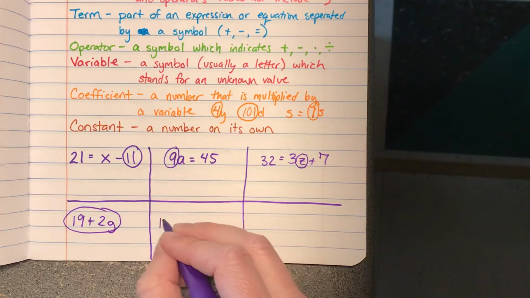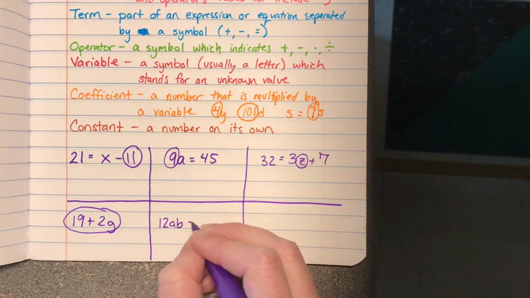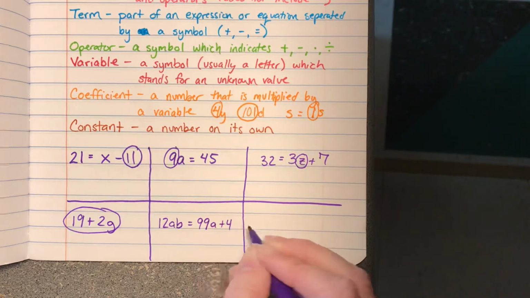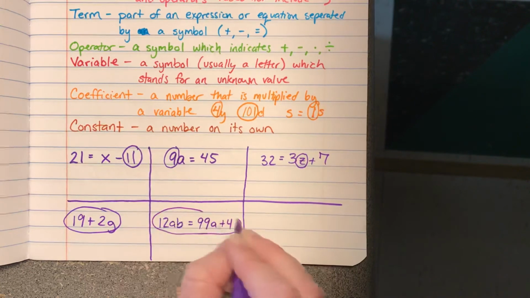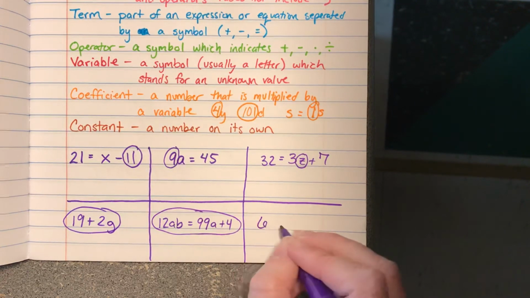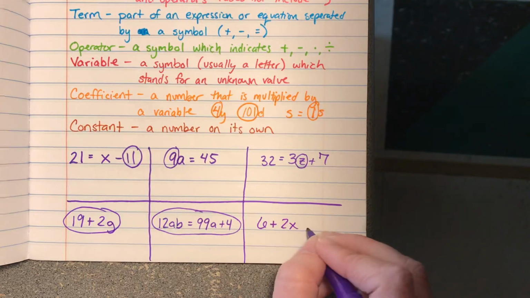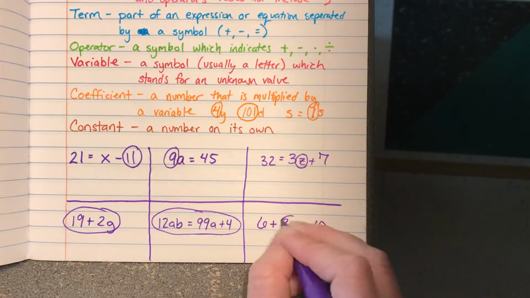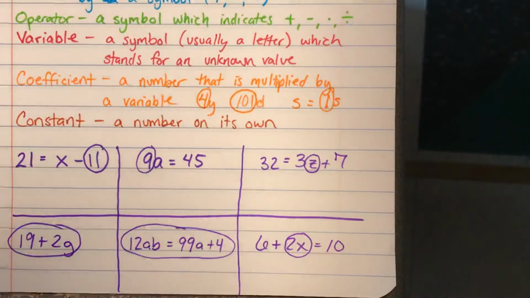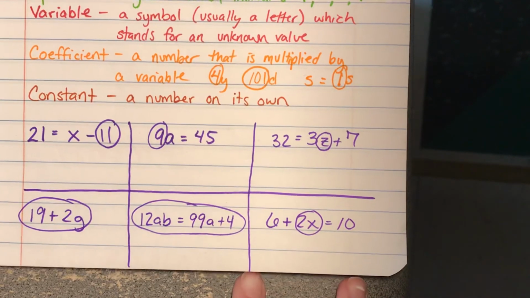The next one's going to be 12ab equals 99a plus 4, and I'm going to circle the whole thing. And then I'm going to do 6 plus 2x equals 10, and I'm going to circle the 2x. Okay, so take a second and look at those, and what I want to know is what vocabulary word would go with what is circled.